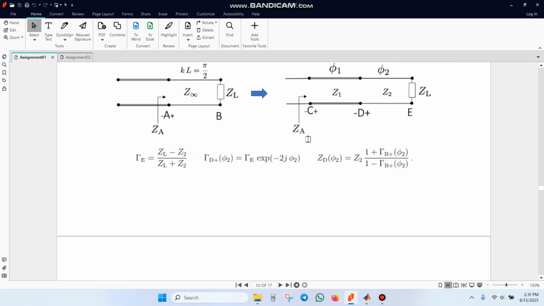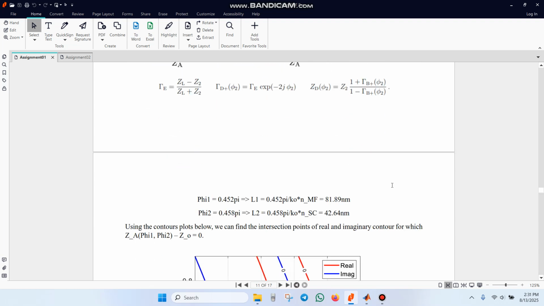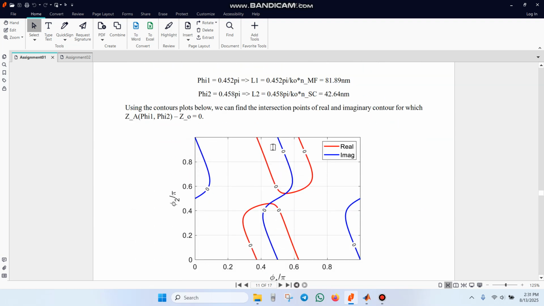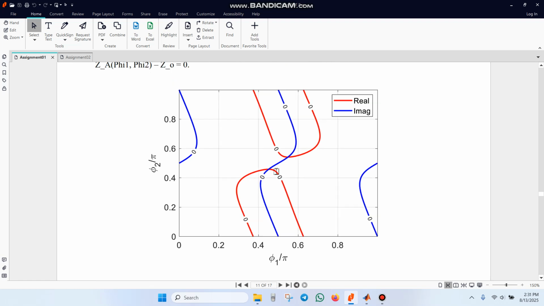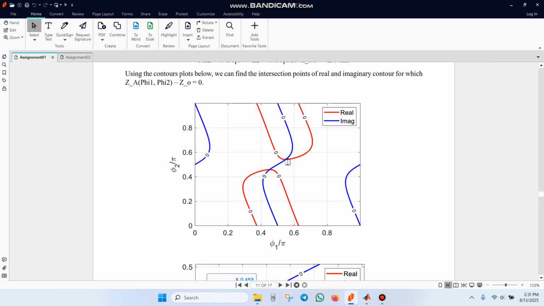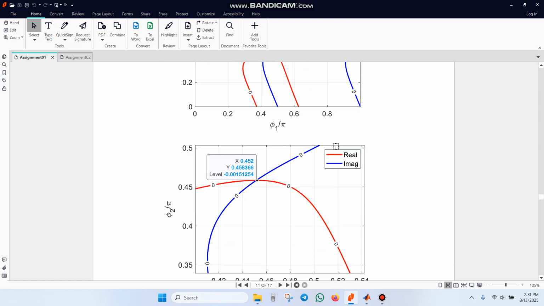for the non-quarter wave optical thickness design of normal incidence, we had to follow this methodology where we are going to treat these two segments as a single segment, and then using this particular relation right here, we can find the contour plots for the phi 1 and phi 2, and then we can look at the intersection of the real and imaginary part, and we can basically select any point on these contours in order to design the non-quarter wave optical thicknesses. So essentially phi 1 and phi 2 are going to give us the thicknesses of the, sorry, two layers that we select.